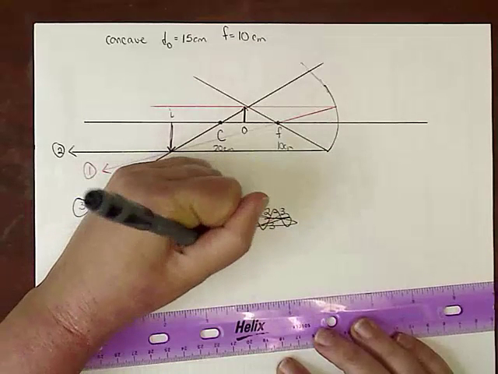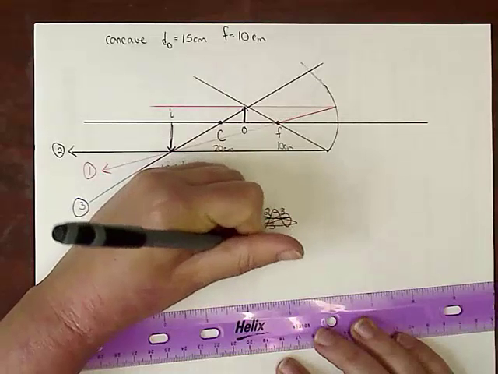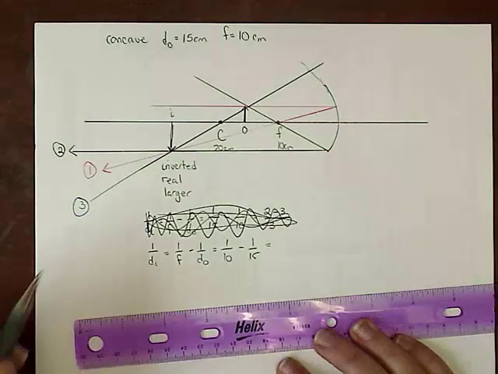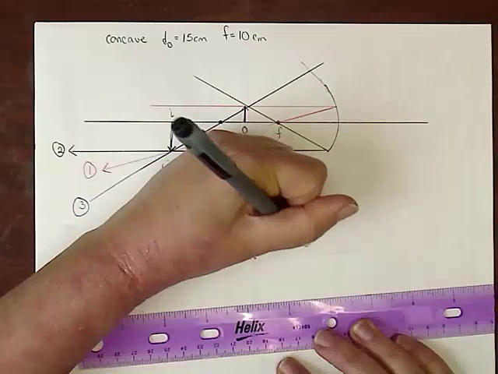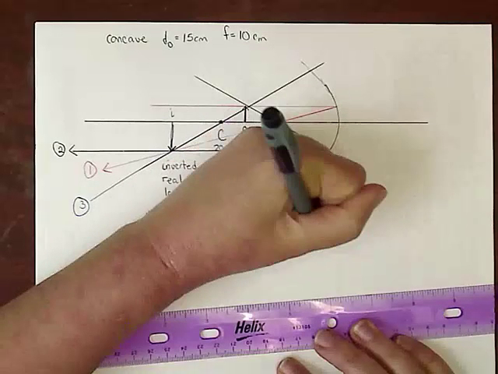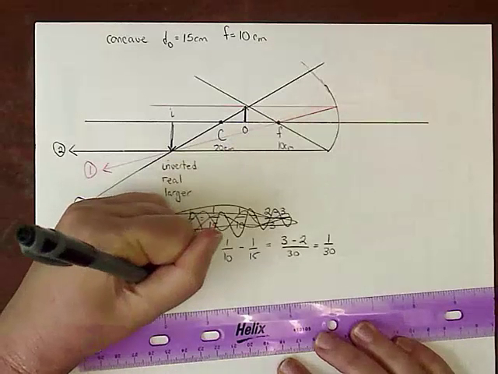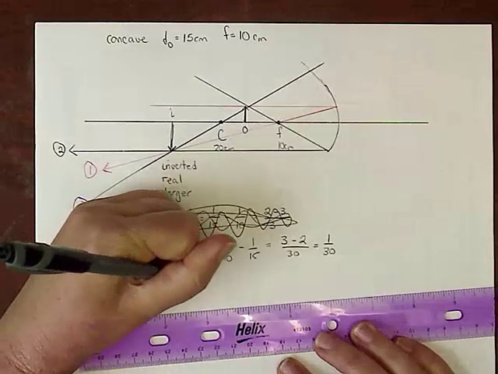1 over F is still 10, and DO is 15. So now bring that to least common denominators. It looks like the least common denominator for 10 and 15 will be 30. So I've got 3 over 30 minus 2 over 30. So it gives me 1 over 30 is 1 over DI. So DI is equal to plus 30 centimeters.